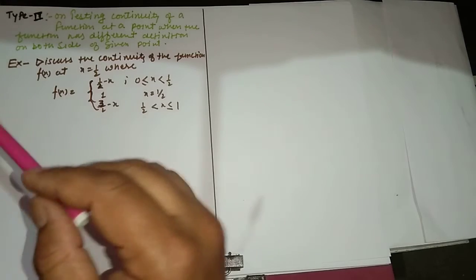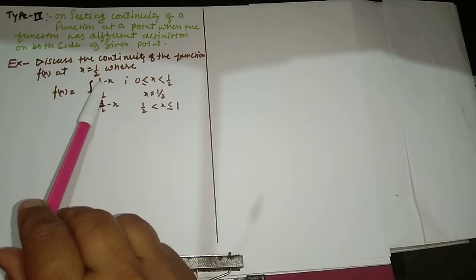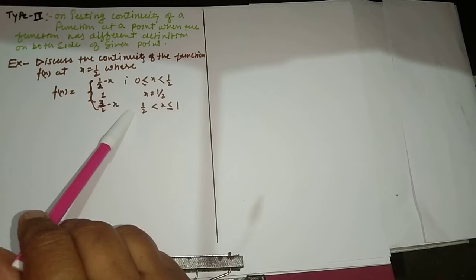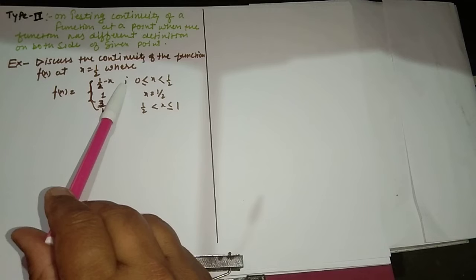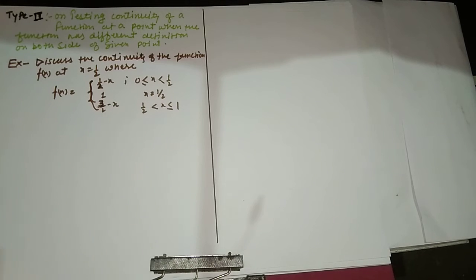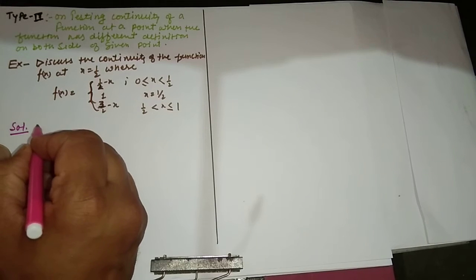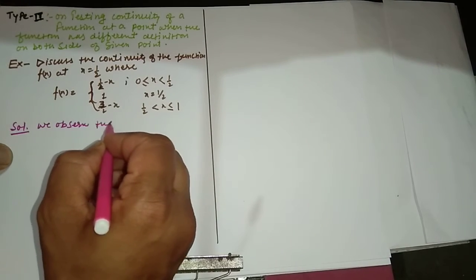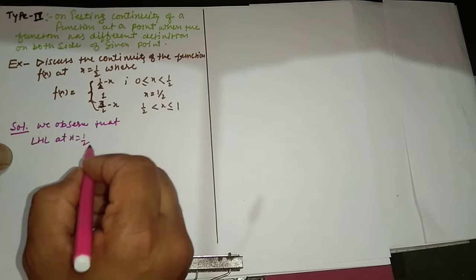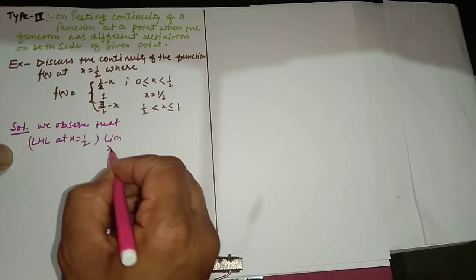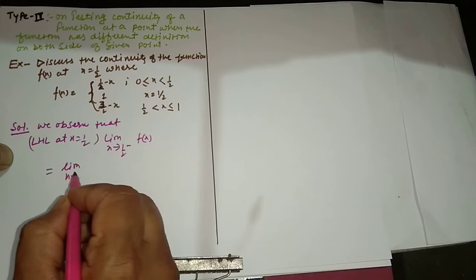So the definition of the function changes, meaning we get different functions. For example, less than 1/2 we get 1/2 - x, and greater than 1/2 we get 3/2 - x. So on both sides of 1/2 we have two different functions. Now let's try to solve this question. Solution again, we observe that the left hand limit at x = 1/2, we can write it as limit x tends to 1/2 negative of f(x). Similarly limit h tends to 0.